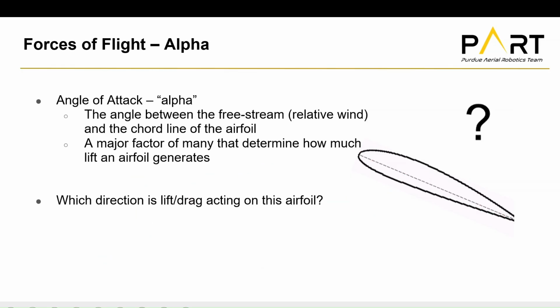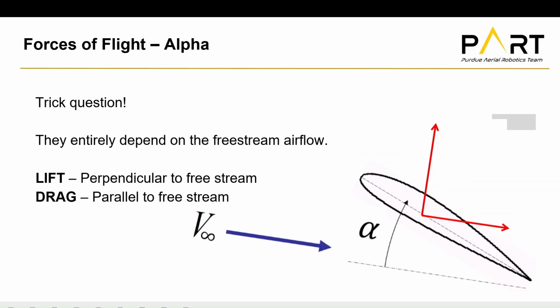So this is kind of what I just said, right? Free stream relative wind. So let's have a question here, and this is a little bit of a trick question. Which direction is lift and drag acting on this airfoil? Okay, give you a few seconds to think about that. You know, is it straight up, straight back? Well, it's actually a bit of a trick question, like I said, right? So it entirely depends on the free stream airflow.